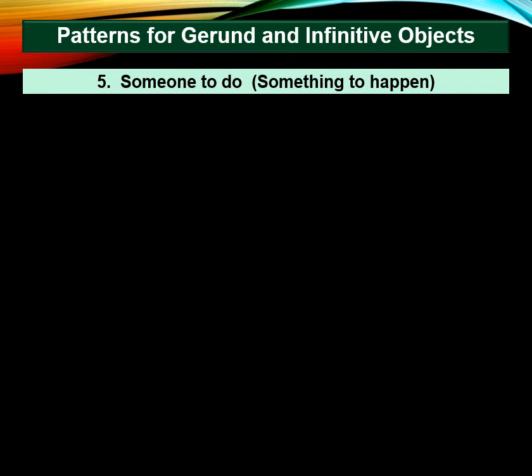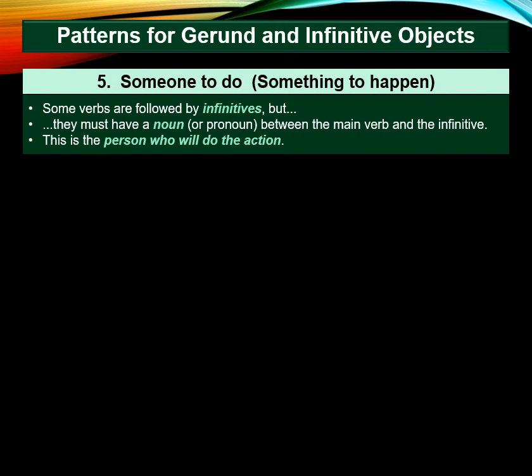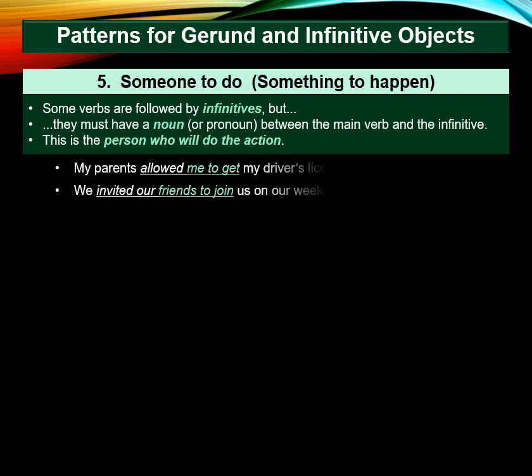The fifth pattern is someone to do or something to happen. Some verbs are followed by infinitives, but they must have a noun or pronoun between the main verb and the infinitive. This is the person who will do the action. This is the thing that will happen. My parents allowed me to get my driver's license when I was 16. We invited our friends to join us on our weekend trip.